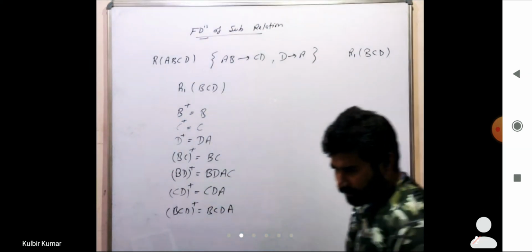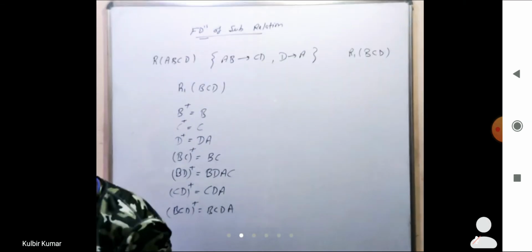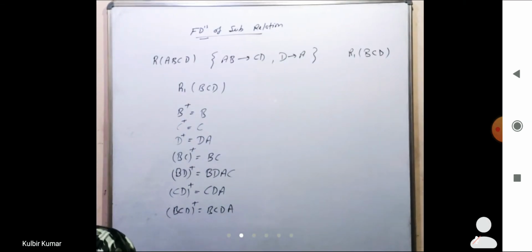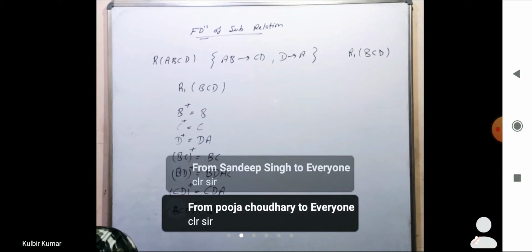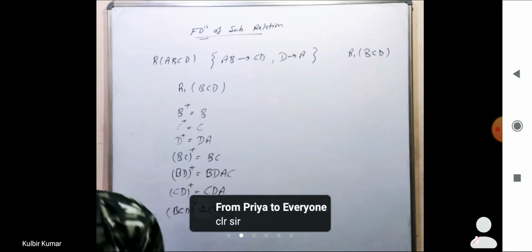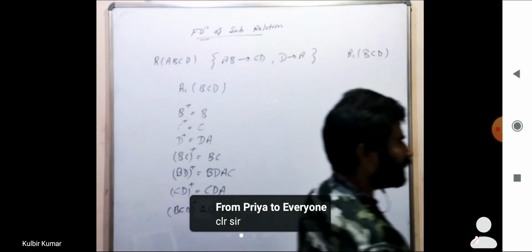So tell me, till this part is it clear or not? Yes, till this part is it clear or not? So we just had to find out that closure, right? So closure we have found out. Next thing, what will happen?